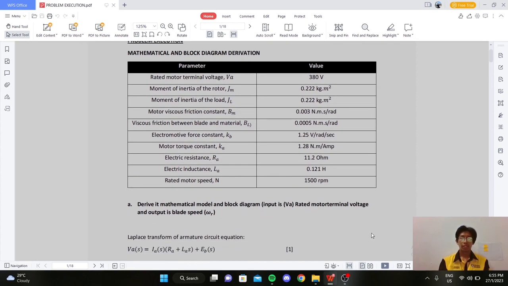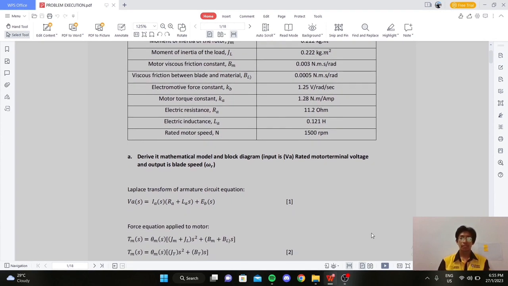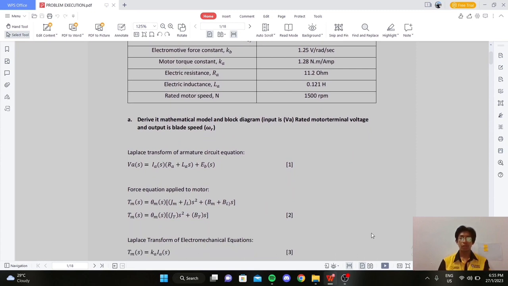For part A, derive the mathematical model and block diagram. Input is VA, the rated motor terminal voltage, and output is blade speed. Laplace transform of the armature equation: VA equal to IA times RA plus LAS plus EBS. This is equation 1. For the force equation applied to the motor, TMS equal to theta MS times JM plus JL times S squared plus BM plus BL times S. We define JM plus JL equal to JT and BM plus BL equal to BT. This is equation 2.